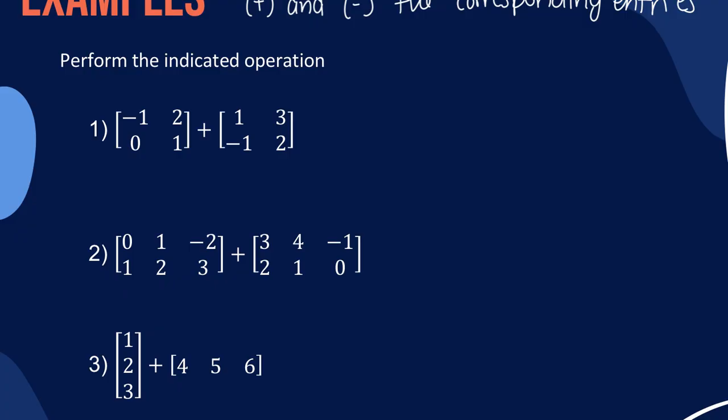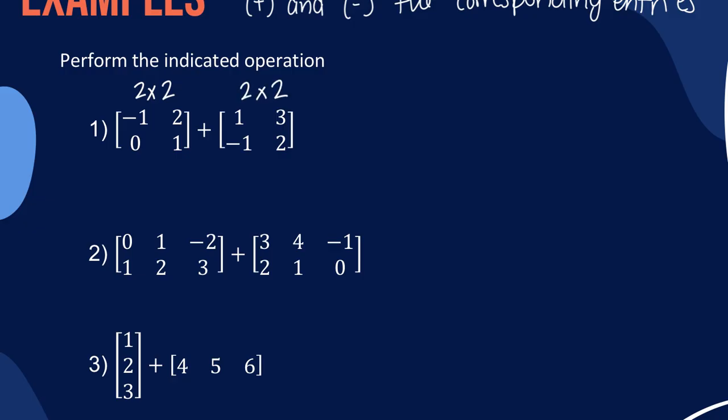Perform the indicated operation. First, let's determine, do I have the same dimensions? What would my dimensions be for the first one? Remember, we're calling it by rows, then columns. Looking at the first one, how many rows do I have? 2. And how many columns? 2. So this would be called a 2 by 2. And what about the one next to it? How many rows? I still have 2. Columns, I still have 2. So again, this is still a 2 by 2.